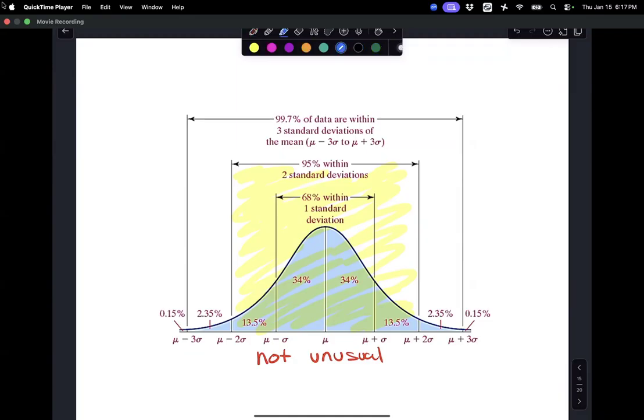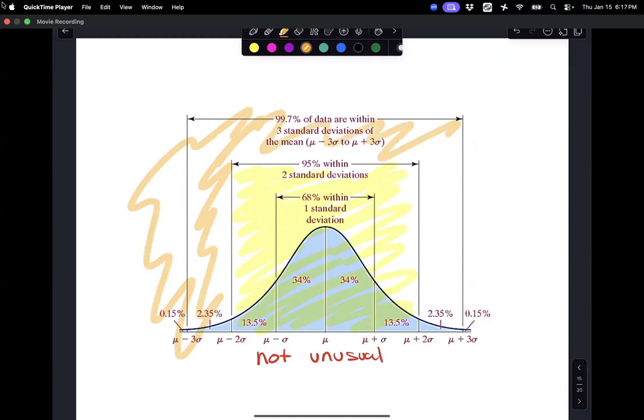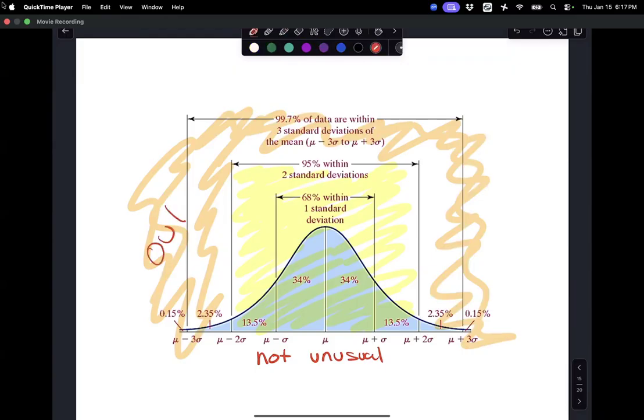So anything out here, I'm going to find another highlighter because they're fun. Anything in my squiggly orange area, all of that stuff is outliers. Anything out here would be an outlier. Anything out there is unusual. We would not expect to find stuff out there. There will be some stuff out there, but anything found outside of that 2 standard deviations, outside of the 95%, is considered an outlier. It's considered unusual.